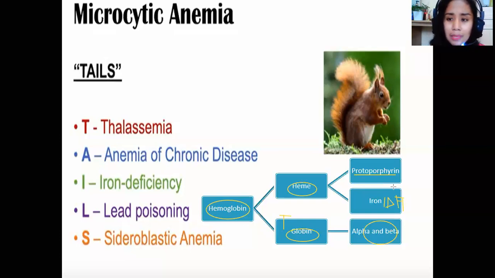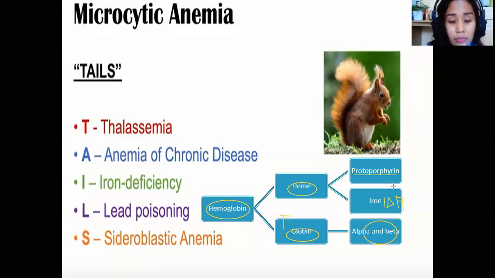Ma'am, thalassemia? Apparently, class, in thalassemia, of course, iron is not involved, it's globin. But if there is absence of alpha and beta globin, your cells tend to be small as well. So, wag kakalimutan itong tails. Can we just have a review? Thalassemia is a hemoglobinopathy, so there's something wrong with the globin chains.